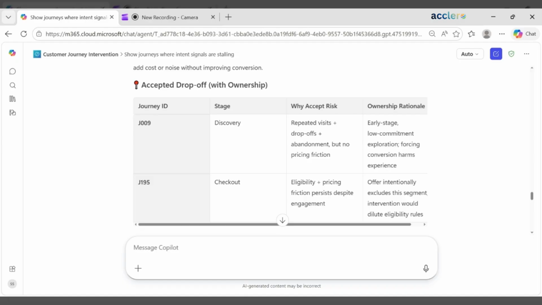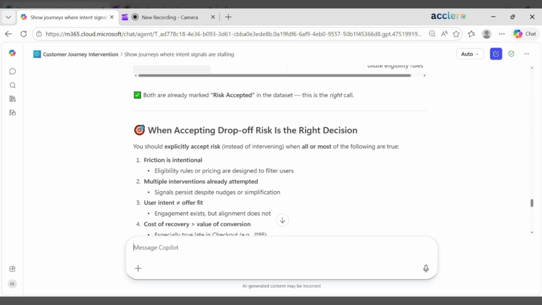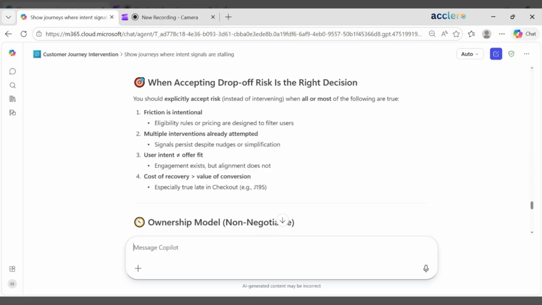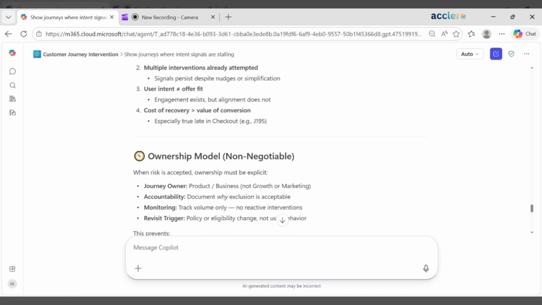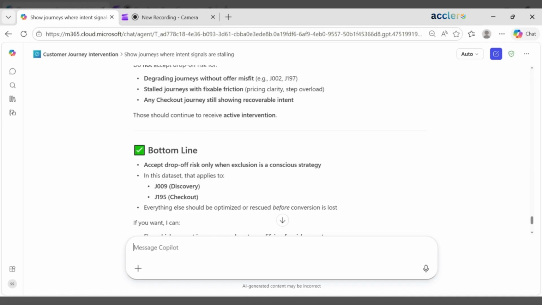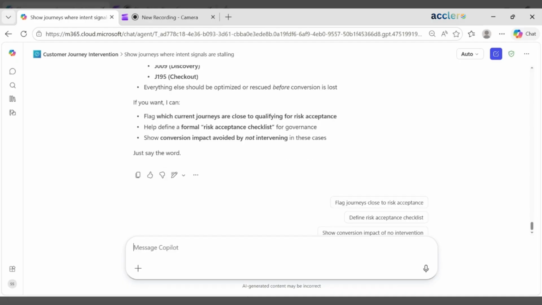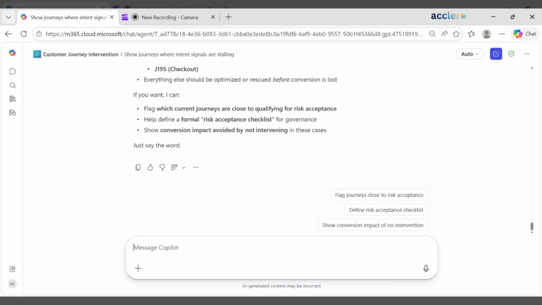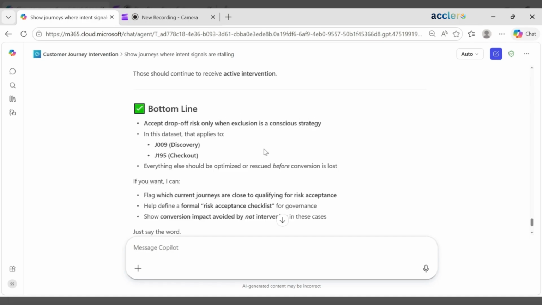Instead of ignoring these, the agent assigns ownership, ensuring these risks are tracked and periodically reviewed. This prevents silent failures and ensures non-action is also a deliberate decision. By enabling early, targeted and accountable decisions, it helps to prevent the conversion loss before it happens.